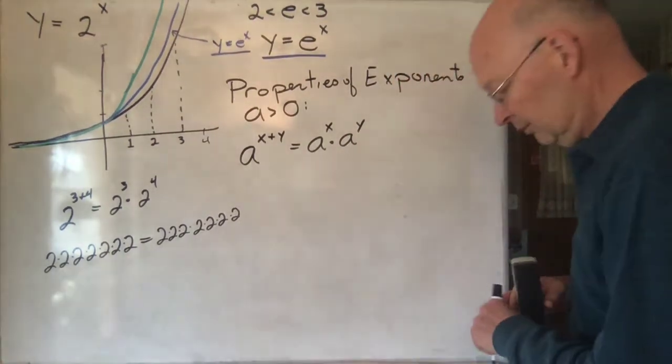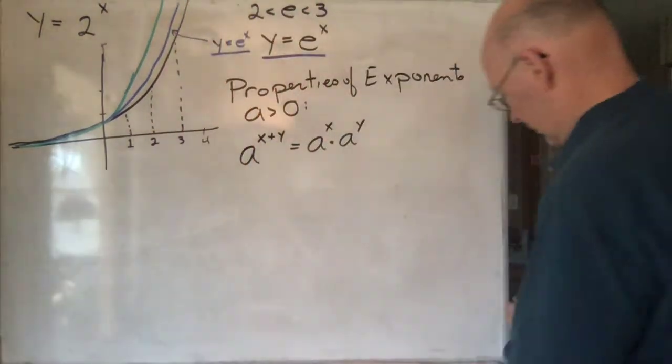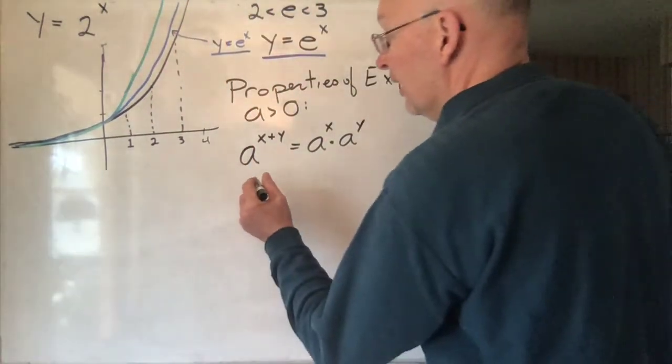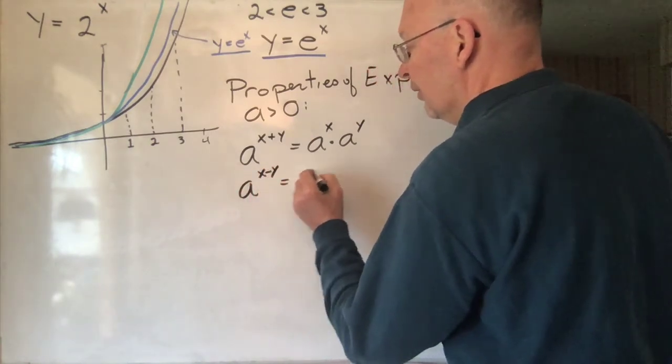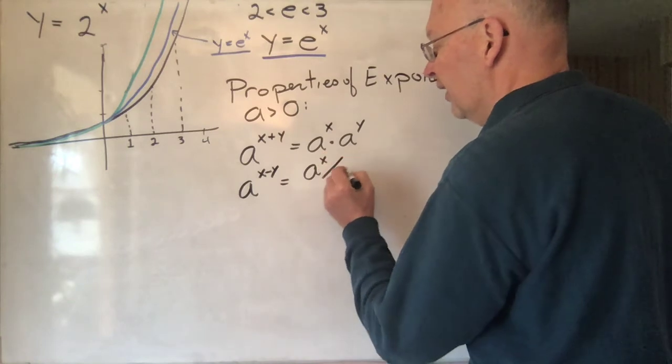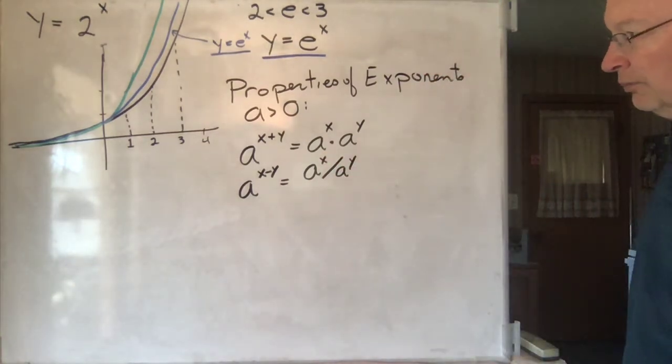Similarly, a to the x minus y is equal to a to the x divided by a to the y. So those two kind of go together.